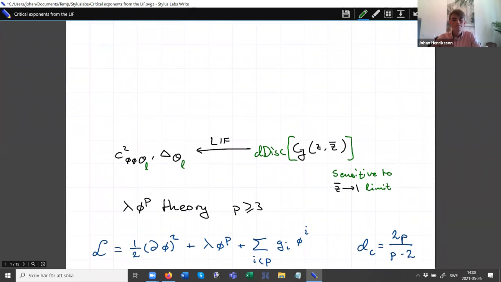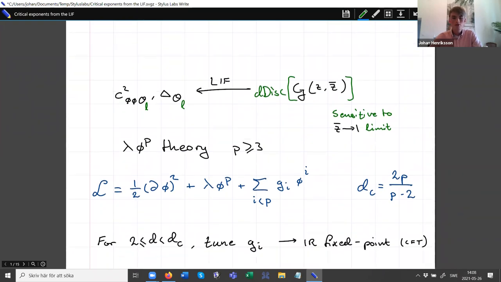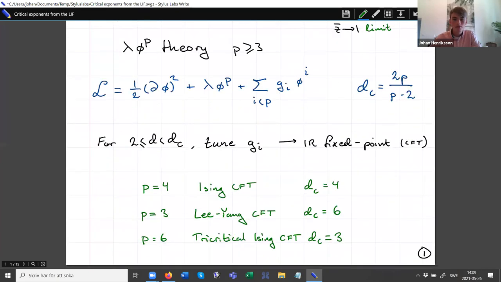You can consider a Lagrangian density where we have a standard kinetic term, this phi to the p interaction, and then a bunch of lower interactions. From power counting, you can find the upper critical dimension. It's a pretty well-known story that if you work in dimensions less than this upper critical dimension, you can tune these lower couplings and arrive at an IR fixed point, which is a conformal field theory. Of course, if p is even, you can impose a Z2 symmetry that automatically kills some of these. But this is a general description.